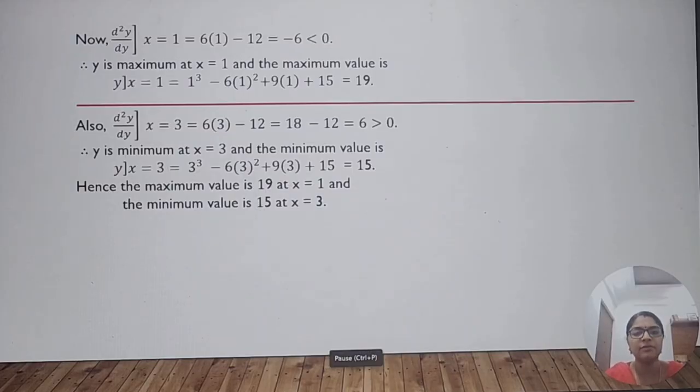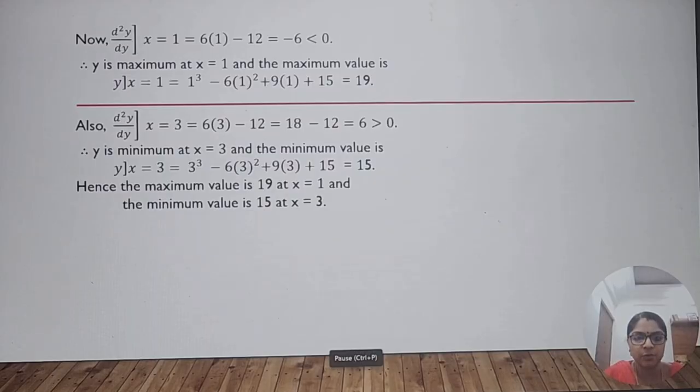In the same manner, we have to do it for the second stationary point, that is x is equal to 3. d square y by dx square at the point x is equal to 3, we will get the answer 6. When we compare to 0, that is greater than 0, so I can conclude that y is minimum at the point x is equal to 3, and the minimum value is given by y at the point x is equal to 3, that is the value 15 after the simplification. So the maximum value is 19 at the point x is equal to 1 and the minimum value is 15 at the point x is equal to 3.